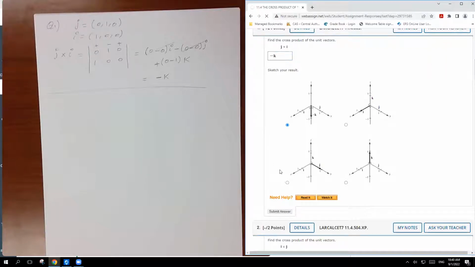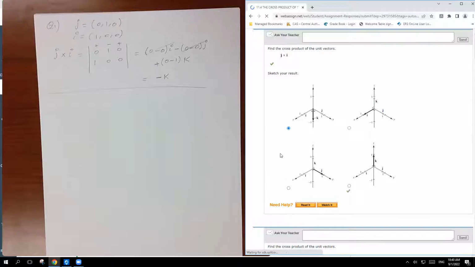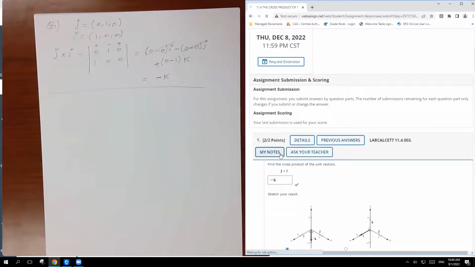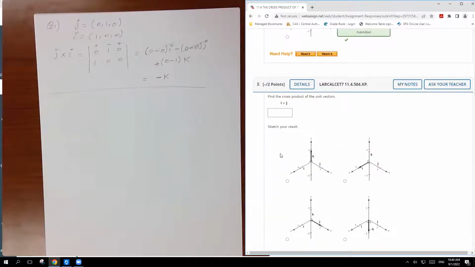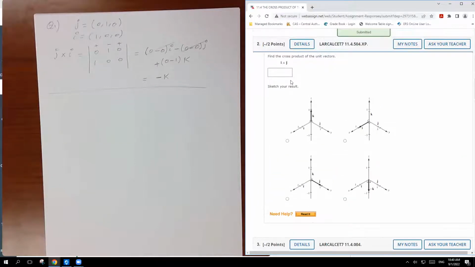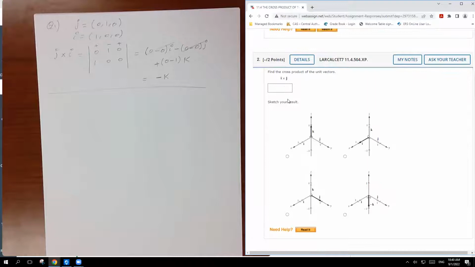Let's go to the next one. The same thing, but now we're going to multiply I times J. It's always easier when you multiply to just write down the whole coordinates and do the cross product to find which one is going to be the result. So I times J is also going to be K, but positive. Let's check that.